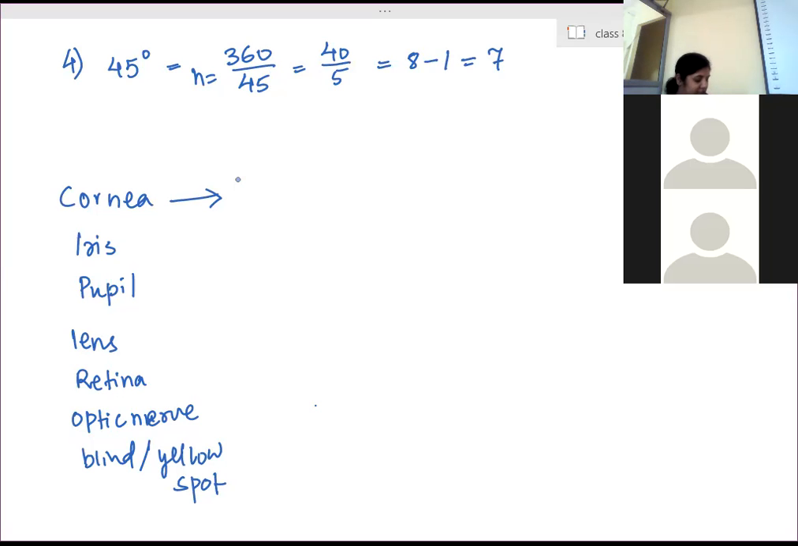Rods are sensitive to bright light, and cones are sensitive to dim light. Right. Then this will be optic nerve.